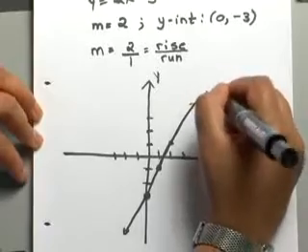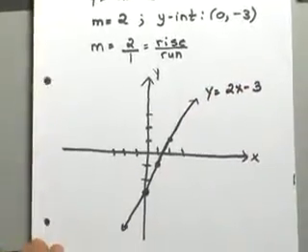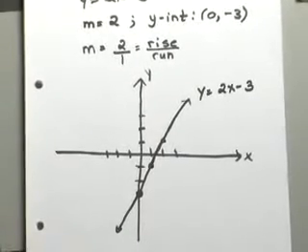And this will be your line y equals 2x minus 3. That's all you really have to do here: use the y-intercept as your starting point, use the slope, and graph the line.